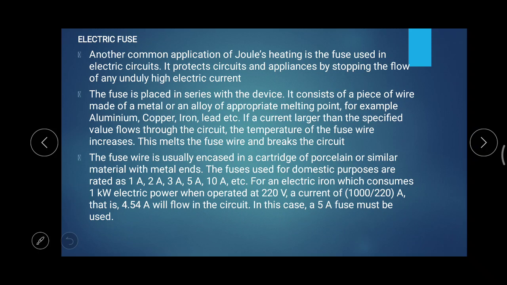Actually their melting point should be very low. That's why we are using pure metals or alloys. Examples are aluminium, copper, iron, lead, etc. The lead wire is the safest one, because its melting point is very low. Even a minute change in the current value, meaning if the current is increased by a minute value, the fuse wire will burn, or melt.